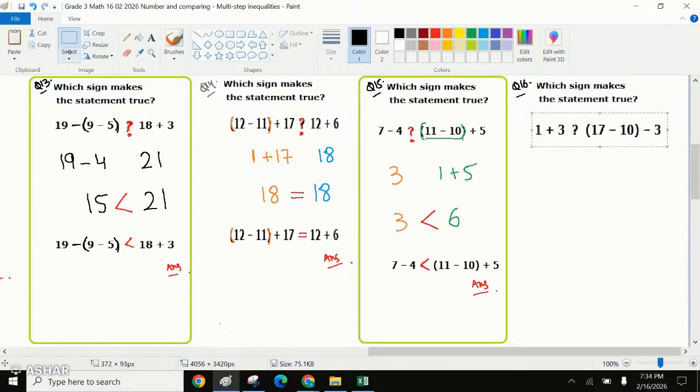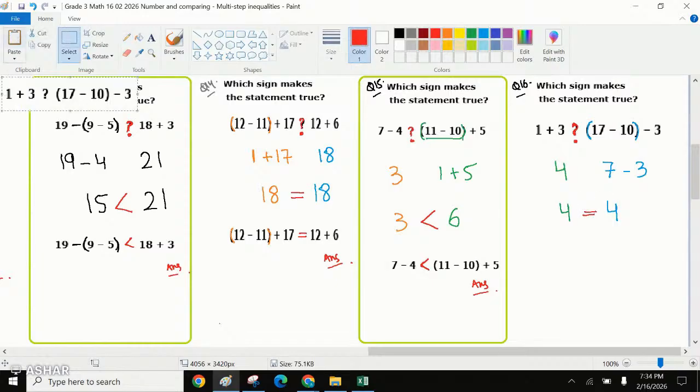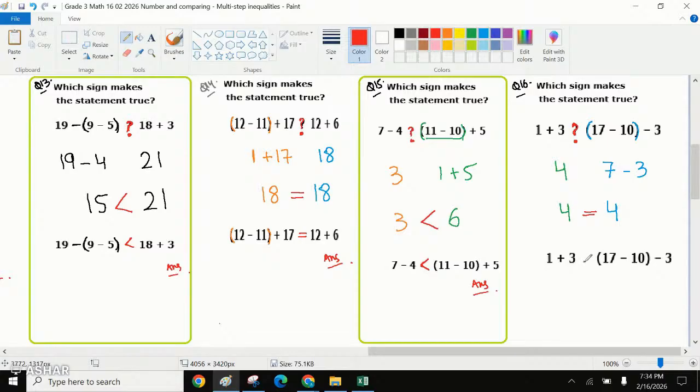This is asking us which statement is true, which sign will make the statement true. 1 plus 3 is 4. 17 minus 10 minus 3. The left hand side was 4. And 7 minus 3 is still 4, right? So once we have the same answers, we say they both are equal. So for the answer, we will write 1 plus 3 is equal to 17 minus 10 minus 3. That is the final answer.